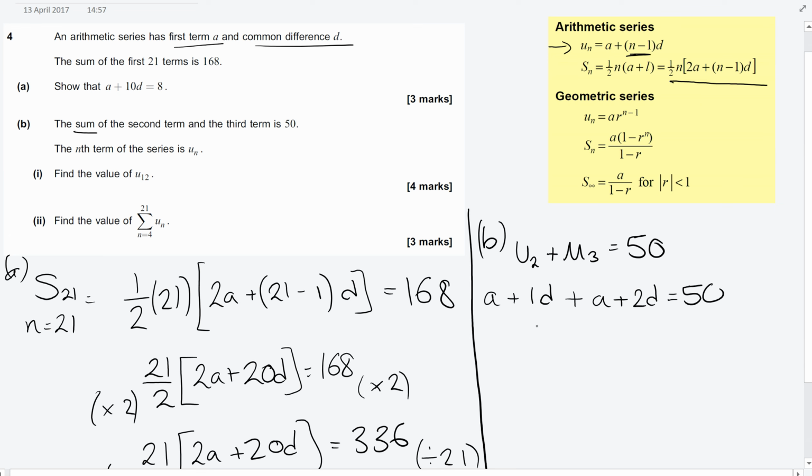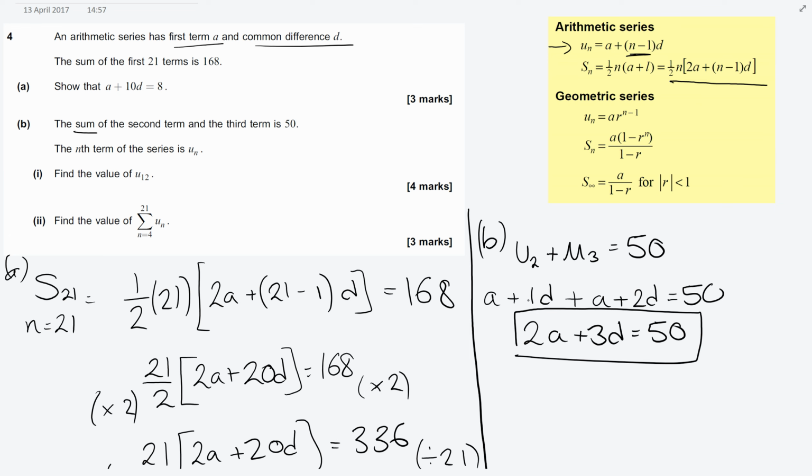So tidying this up, I get 2a plus 3d equals 50. So I've got that equation there. Okay, worth a couple of marks there, I think. Then I'm trying to find the 12th term. Okay, I'm trying to find U12. And in order to do that, I need to know what A and D are.